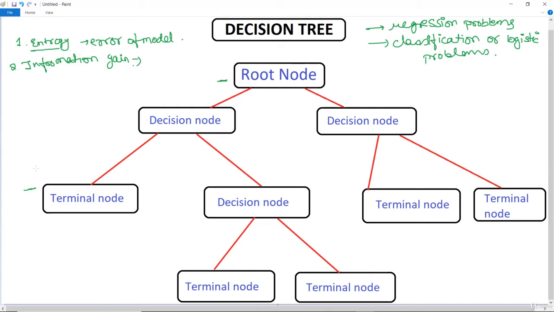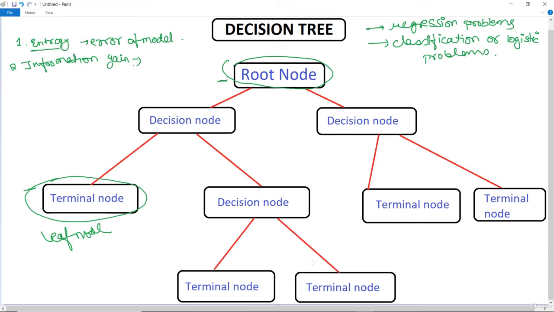Now, root node is basically the problem which we are going to solve. This is actually called the root node and can be said the problem which we need to solve, and it is on the topmost of the tree always. Leaf nodes are nodes that cannot be further divided. That means it is the final node. Let's say this terminal node is actually a leaf node. That means it cannot be further divided.